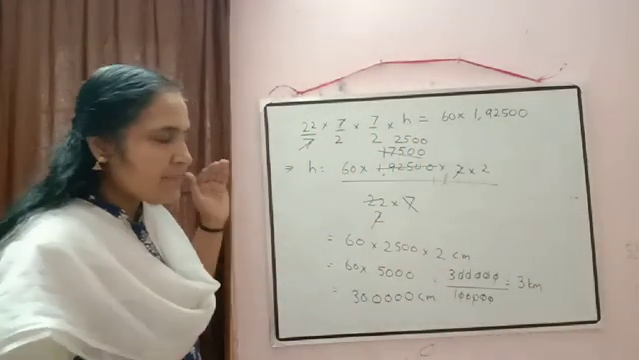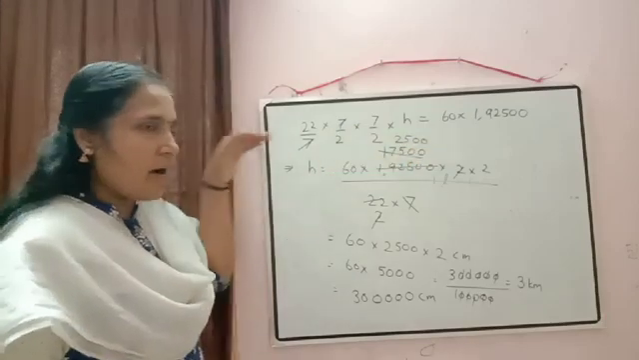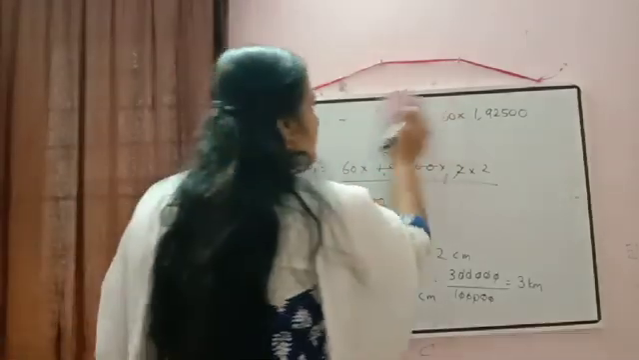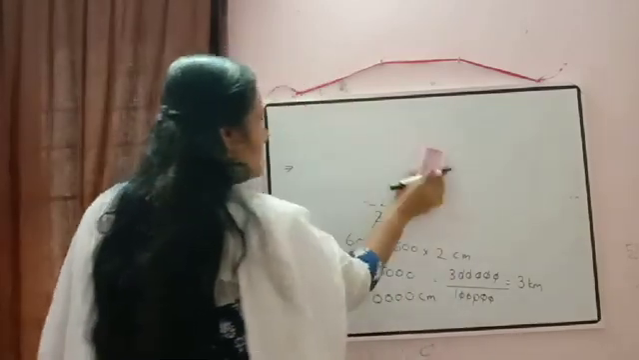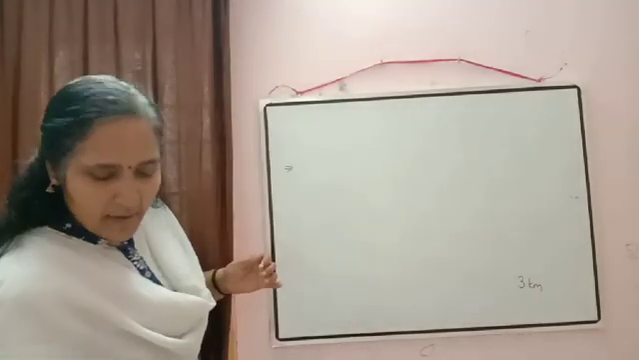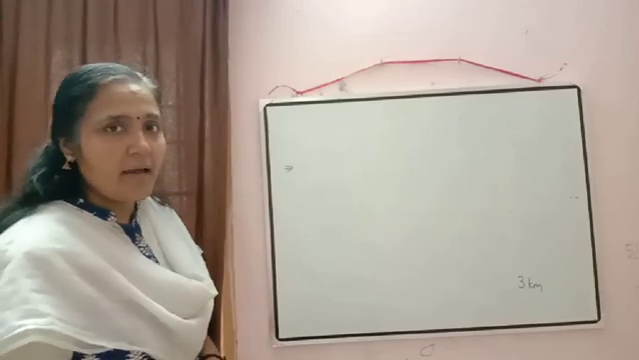So this is the distance covered by the water in 1 hour, correct? Distance covered by a vehicle in 1 hour is equal to 3 kilometer, which means it is traveling at the rate of 3 kilometer per hour. In the same way, the rate of flow is 3 kilometer per hour.